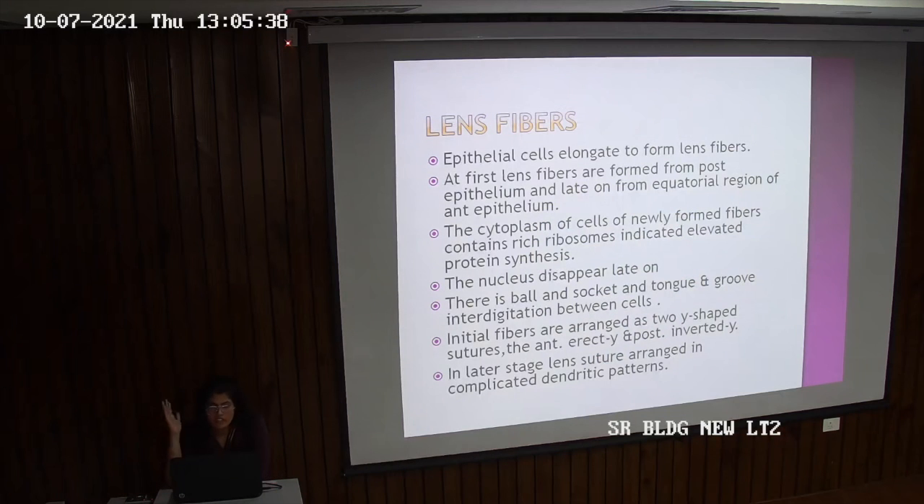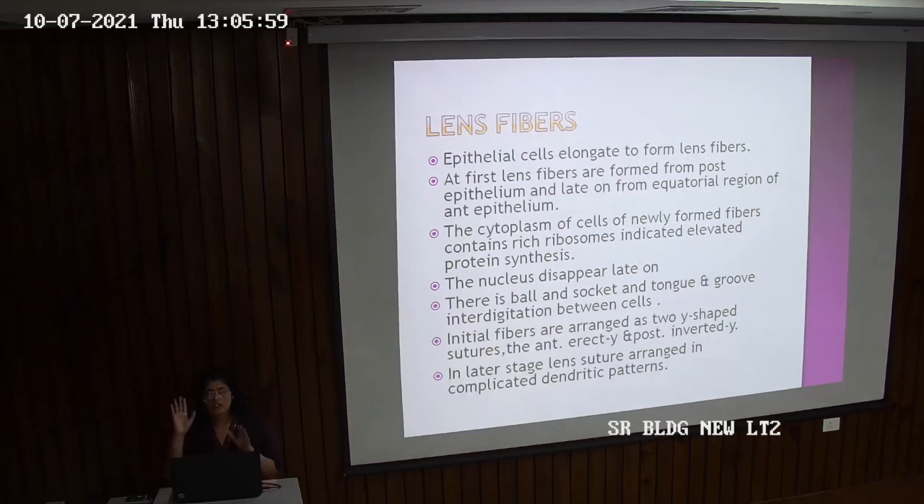Now epithelial cells elongate to form the lens fibers. At first, lens fibers are formed from the posterior epithelium, later from the equatorial region of the epithelium. The cytoplasm of the cells of newly formed fibers contains rich ribosomes, indicating elevated protein synthesis. This is also very important, but I can't express it here. Sorry. Now the nucleus disappears later on.